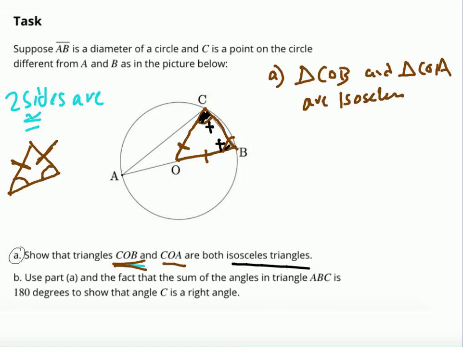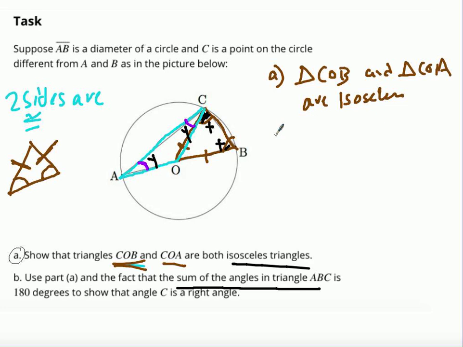Now, we're going to use triangle COA. So we have to choose CO and A. We know that this triangle is also isosceles, that tells you that this angle is congruent to this angle. So let's call this Y. If this is Y, this is also Y. Agree?